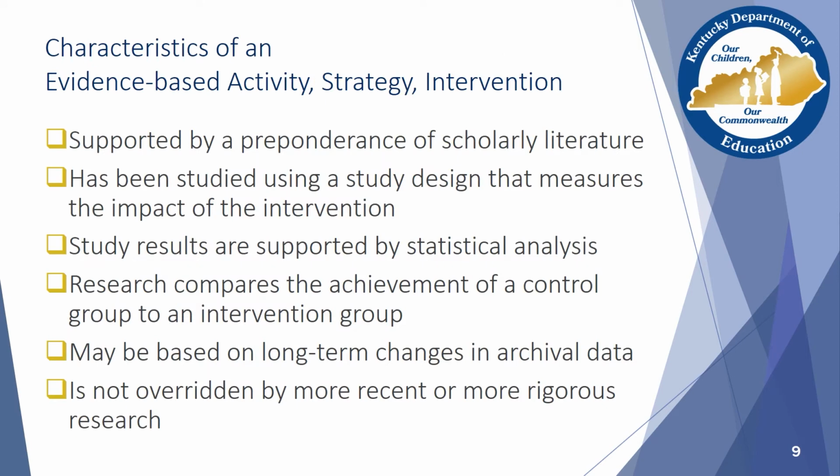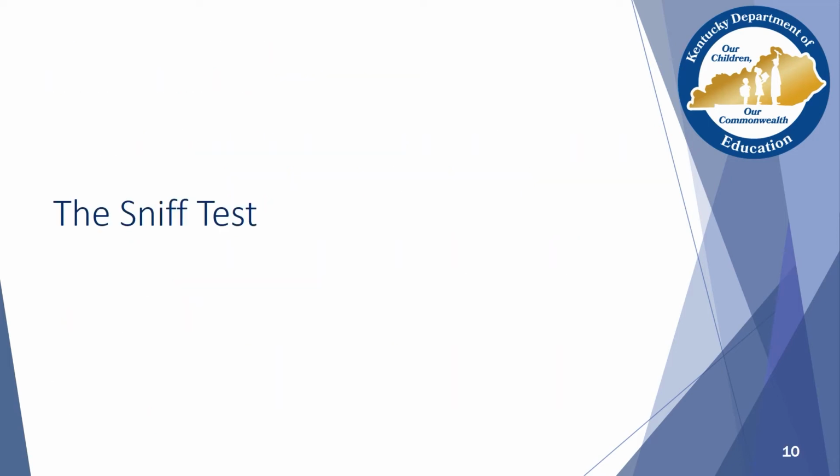Most evidence-based interventions will share a set of common characteristics, including the following. They are supported by a preponderance of scholarly literature. They have been studied using a study design that measures the impact of the intervention. The study results are supported by statistical analysis. They use a study design that compares the achievement of a control group to an intervention group. They may be based on long-term changes in archival data. They are not overridden by more recent or more rigorous research.